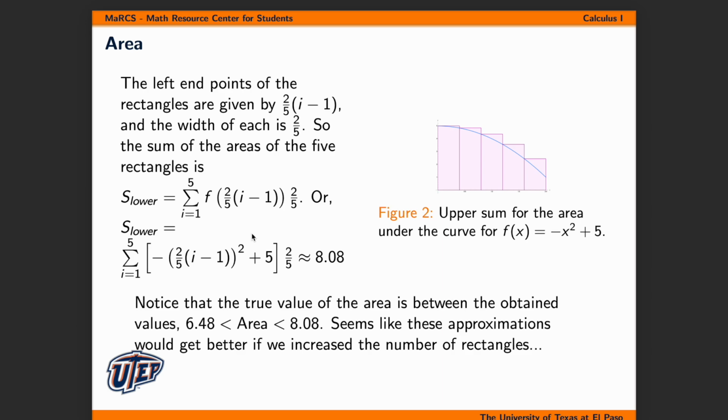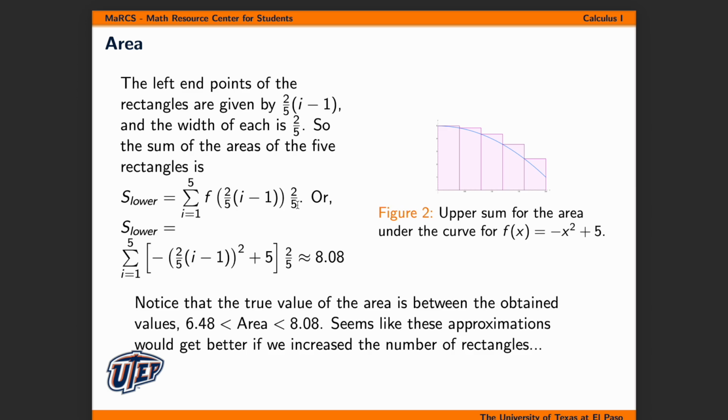Once again, that'll be the sum from i equals 1 up until 5, because we have 5 rectangles, and we are doing length times width. So the length of the first rectangle, we will just evaluate our function at 2 over 5 times (1 minus 1), because we're plugging in a 1 for our first term. So that'll be 0. So we'll evaluate our function at 0, and that is positive 5. So that means the length of this first rectangle will be 5, and our width is 2 over 5.